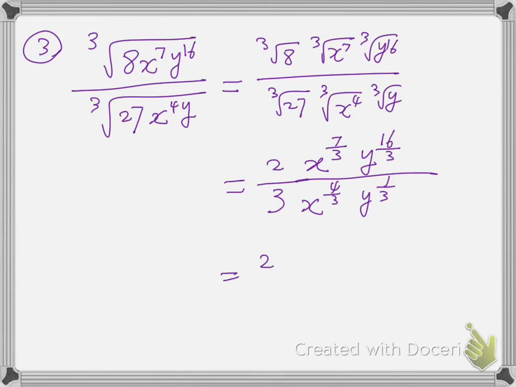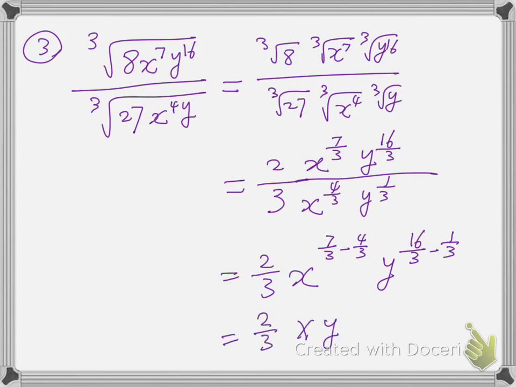So we got 2 over 3 and then subtractions. For x, we have 7 over 3 minus 4 over 3. For y, we have 16 over 3 minus 1 over 3. This is 2 over 3, x, and then y to the, this is 3 over 3, which is 1, and this is 15 over 3, so it's 5. So we can use rational powers and operations on rational numbers to get a good answer.